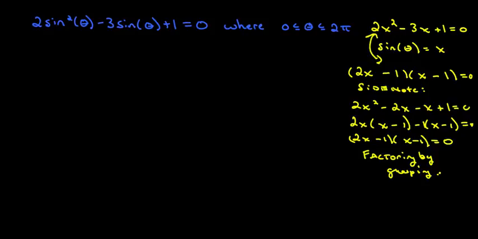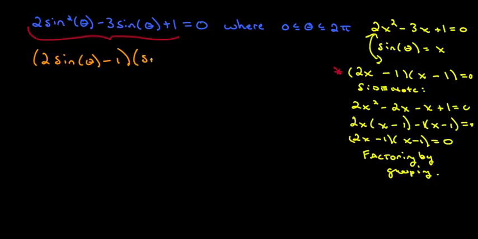If you don't feel very comfortable with factoring, what I would do is go to a YouTube channel or go to Khan Academy or whatever it happens to be and look at how to factor by grouping. So I'm going to use this right here to factor this. So this is going to factor into 2 sine theta minus 1 times sine theta minus 1 is equal to 0.